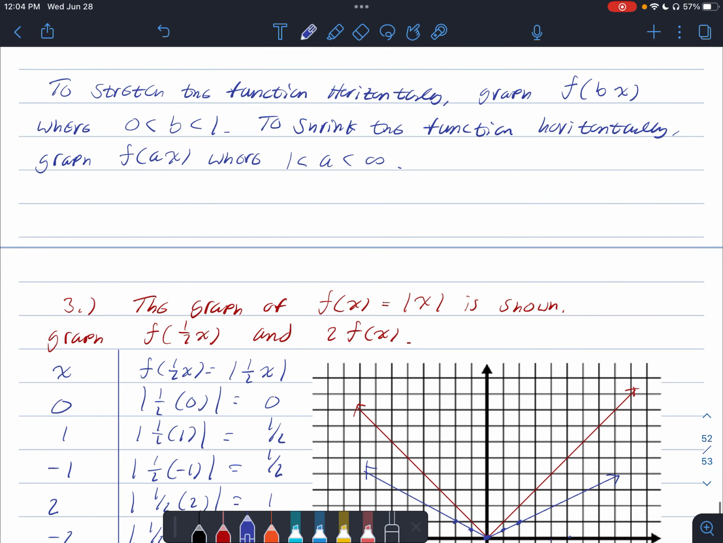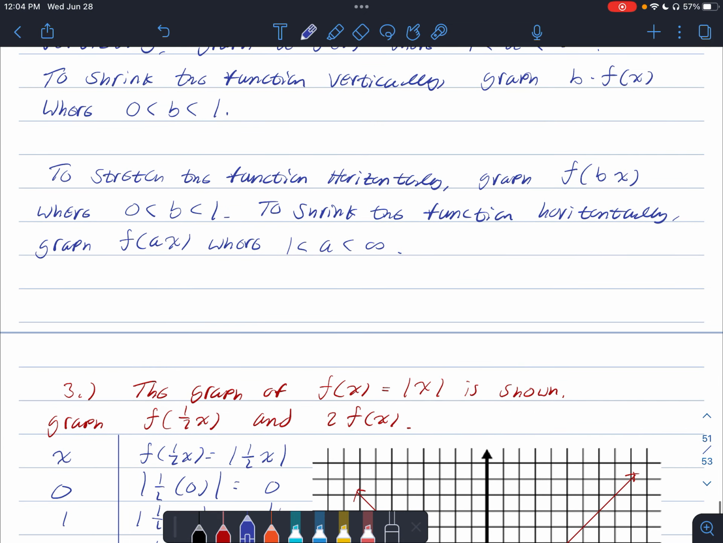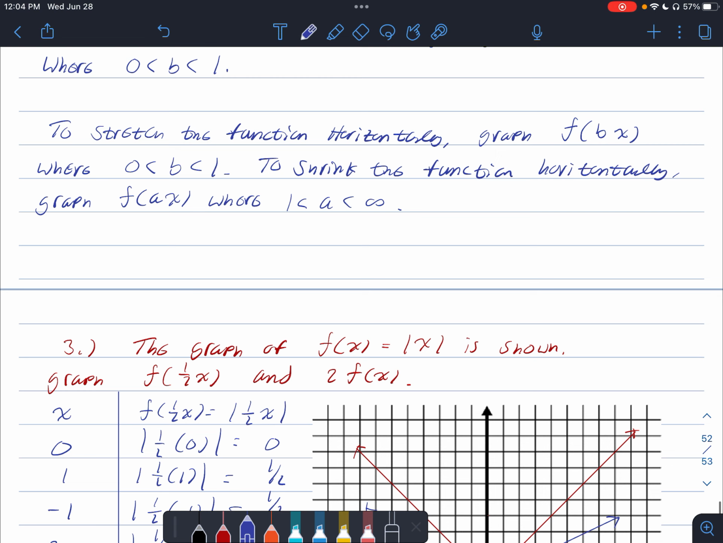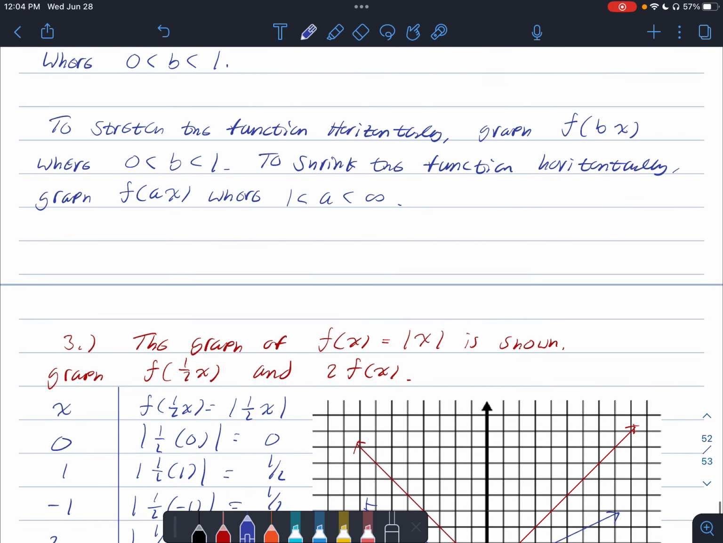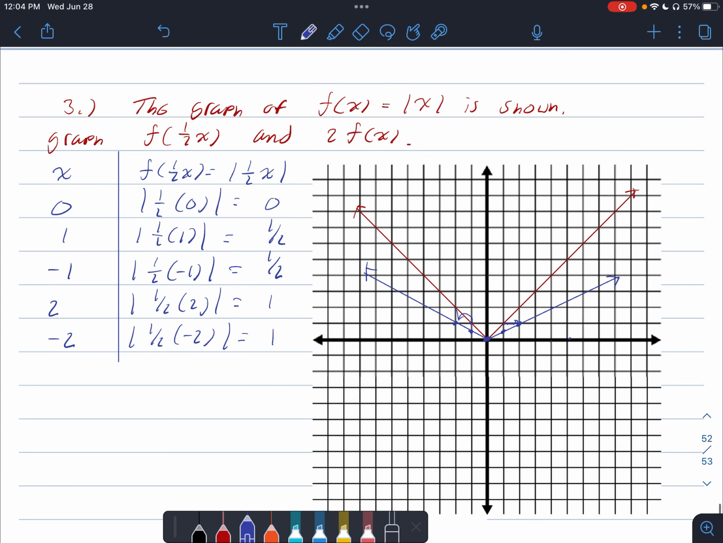Or sorry, I guess we're stretching. I guess you could say this is kind of the other one. So if we stretch it, yeah, this checks out. We're multiplying the inside by a number between 0 and 1. 1/2 is between 0 and 1, so this should stretch the function horizontally. It makes it wider. What we're seeing here is each point, if we see this point here, it goes here, and this point here is going to go here. So we're stretching the function. That's kind of the gist of how that one works.